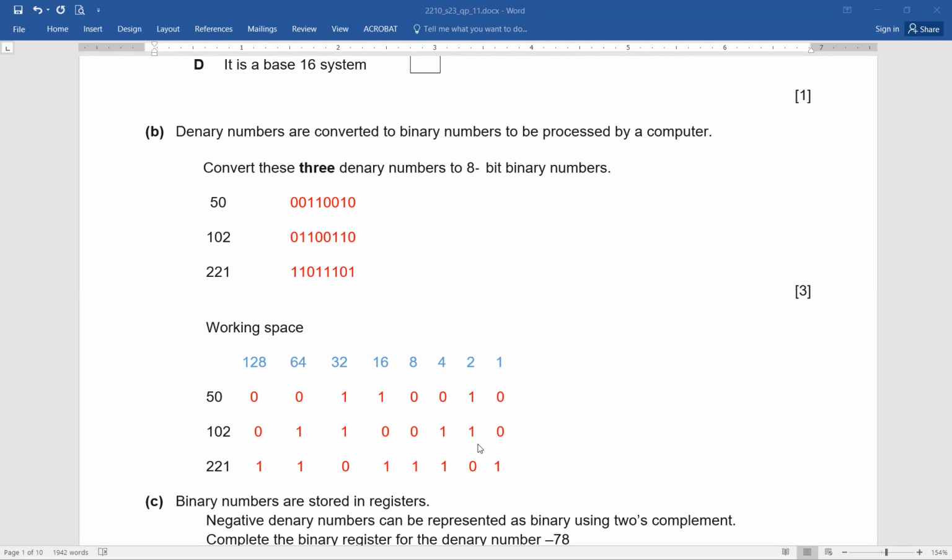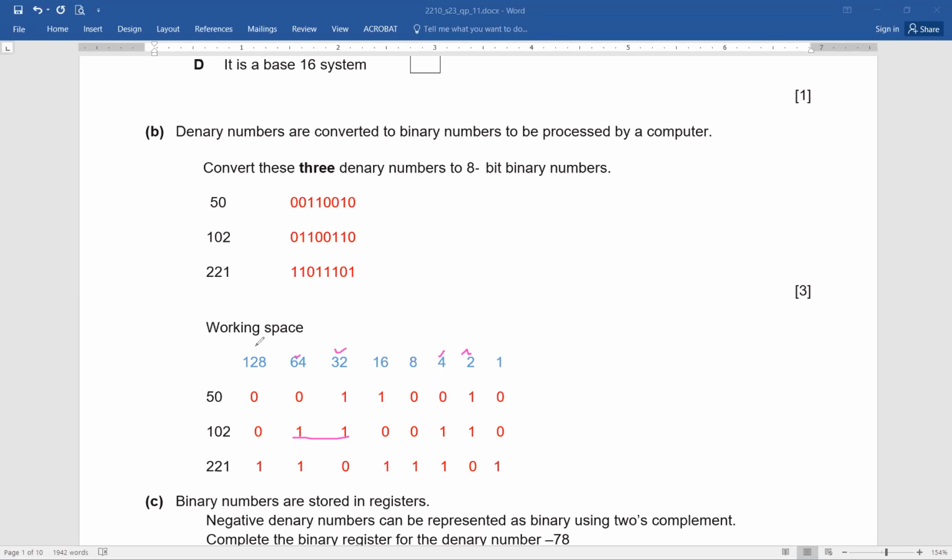By the way, just a hint that I had given you during the classes also, just remember 64 plus 32 is 96. So whenever you get a value like this, you can simply pay attention that 64 and 32 together form 96. It means that these bits will definitely be turned on. And then after 96, what is left is 6. So then 4 and 2 will make it 102. Same case goes with 221.